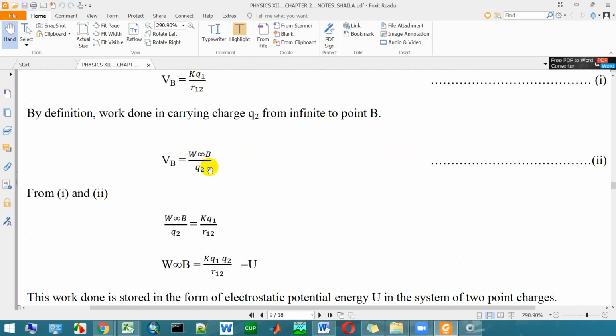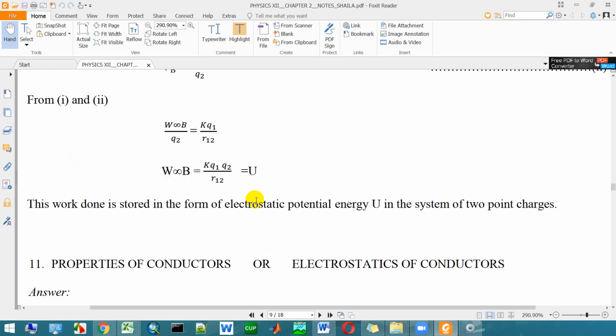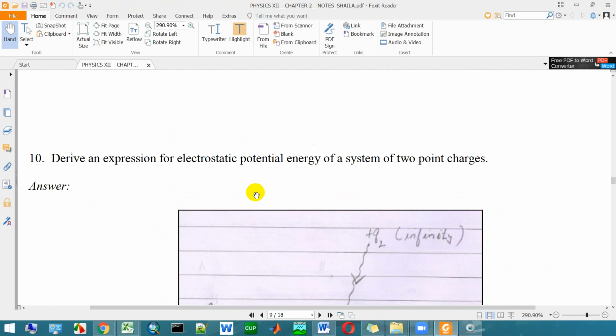Again, equating both these two equations, I get the work done to take the charge from infinity to point B as KQ1Q2 upon R12. This work done is stored in the form of electrostatic potential energy U in the system of 2-point charges. So this is the electrostatic potential energy for a system of 2-point charges.